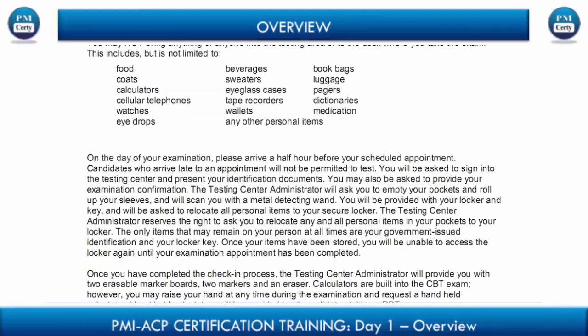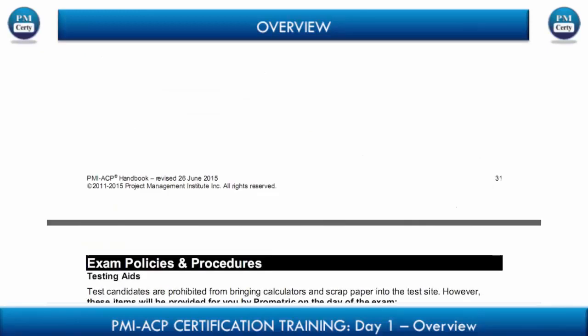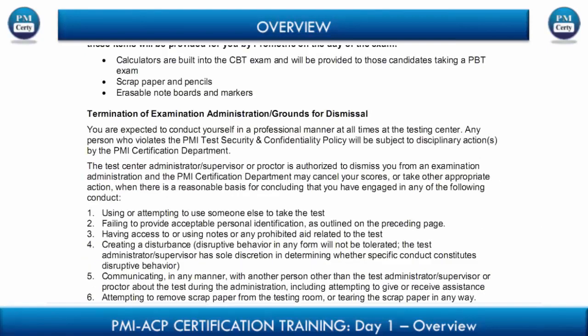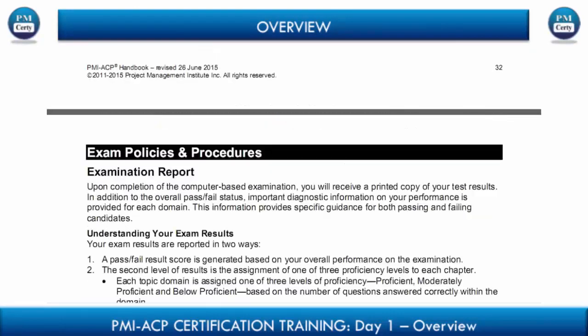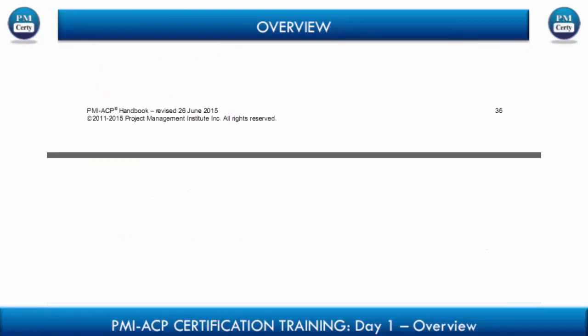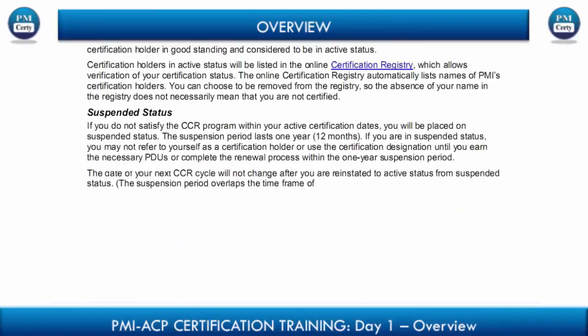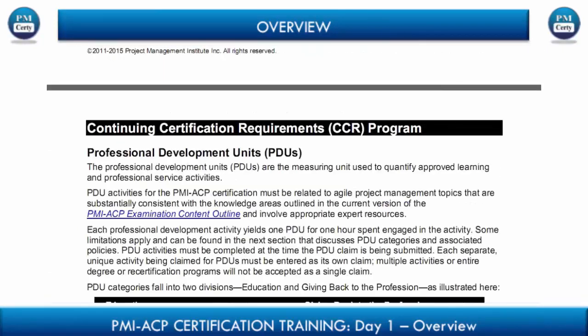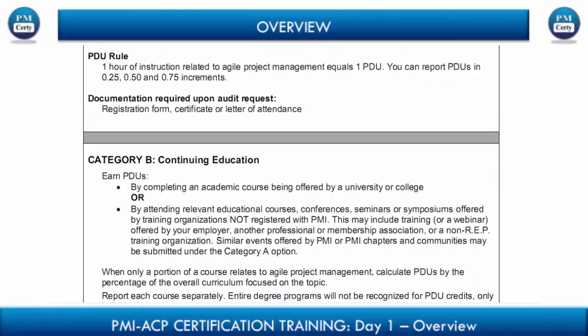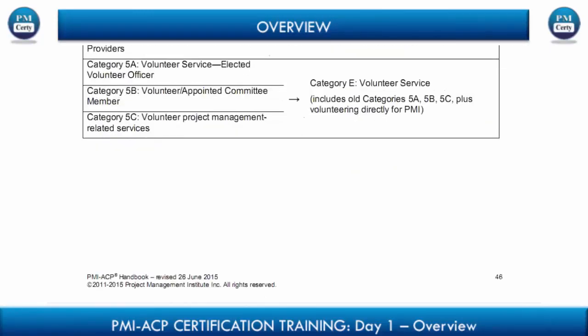Okay, then they've talked about what you cannot bring into the exam centers, when the exam center person can throw you out if you have violated some rules, and then how you read your report, appeals, and using your certification. So pretty much it's very comprehensive. It's got 60 pages and talks about all the pieces that you need to look at.